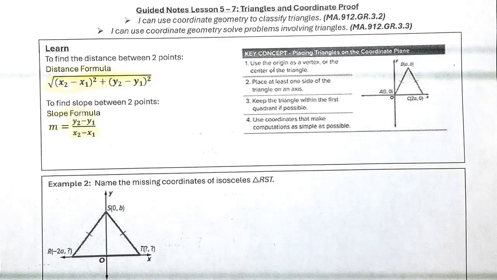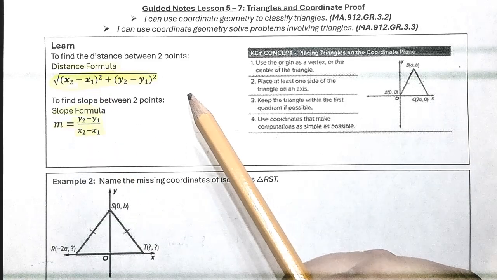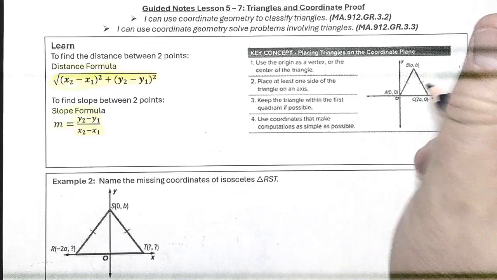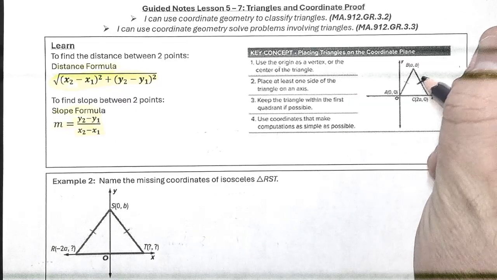In this video, we're going to cover lesson 5-7. This will finish up module 5, triangles in the coordinate proof. We got two standards below the title. On the left, it reminds us the distance formula. We got that highlighted, and the slope formula. Both of these are on the reference sheet for the EOC, so no need to memorize, but those are there if we need them.